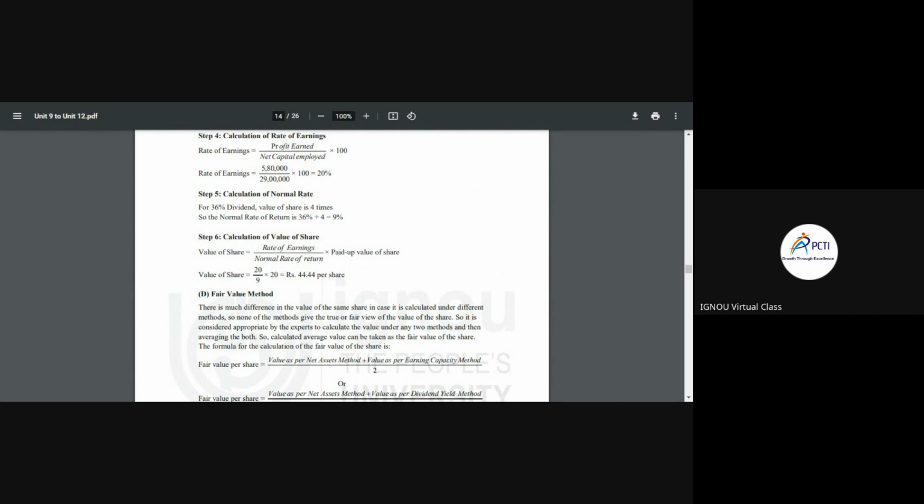In step 6, calculation of value of share. Value of share is equal to rate of earning divided by normal rate of return multiplied by paid up value of shares. So the value of share is equal to 20 divided by 9 multiplied by 20, which is equal to 44.44 per share.